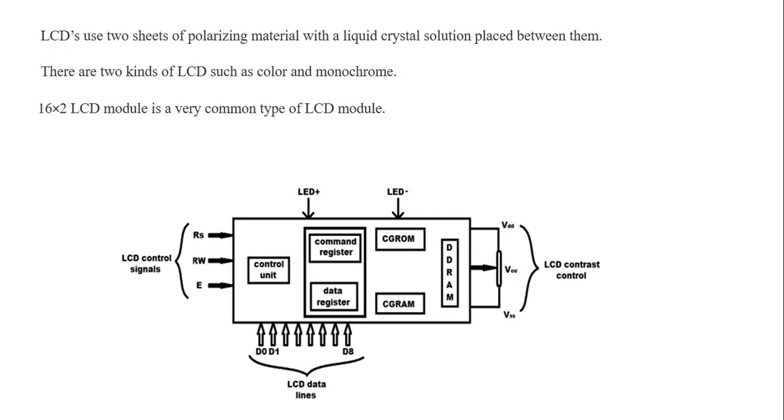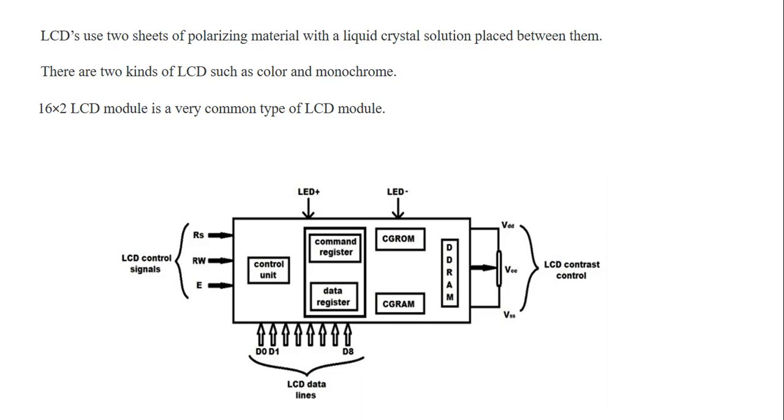LCD stands for liquid crystal display. Use two sheets of polarizing material with liquid crystal solution placed between them. There are two kinds of LCD, such as the color and monochrome. We basically use monochrome with 16 by 2. 16 by 2 means 16 columns, 2 rows.